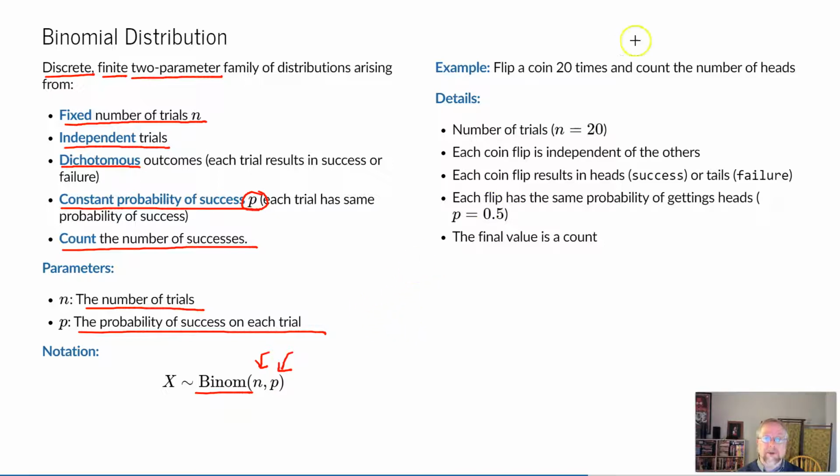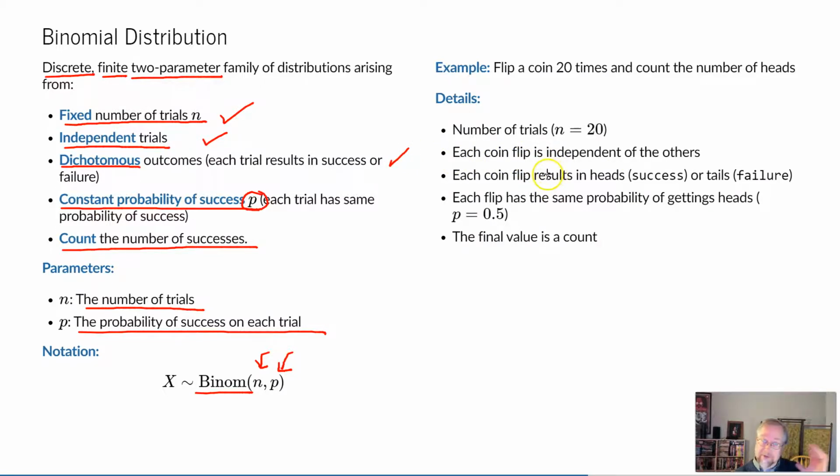So a simple example: flip a coin 20 times and count the number of heads. The number of trials is 20, right? I have 20 chances to count something, and I'm considering a count to be a success. Each coin flip is independent of the others. So I've checked off this box, I've checked off that box. Each coin flip results in heads, which is what I want to count, or tails. So there's my dichotomous outcome.